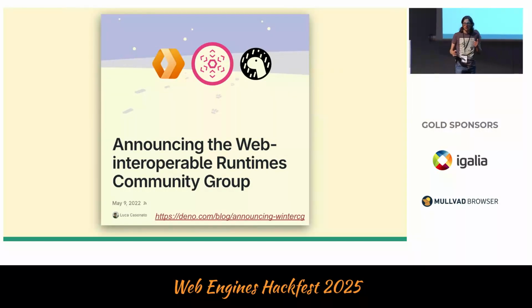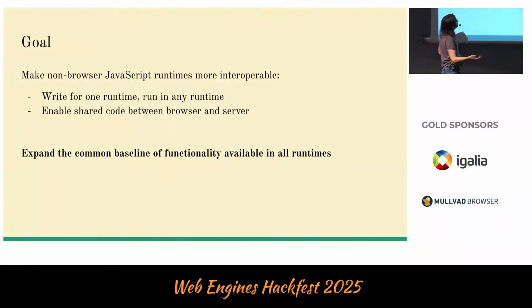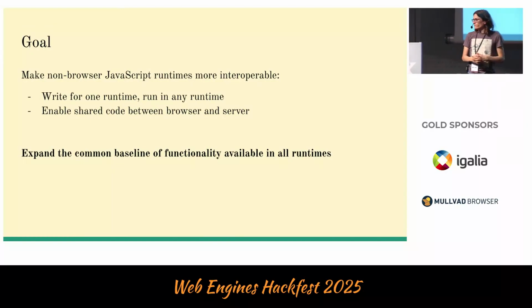to formalize and come to an agreement to have a subset of web APIs that should be part of every server-side runtime. And the goal in general is to make JavaScript runtimes other than browsers more interoperable, reduce lock-in, so that you could write for one runtime and run in any runtime, and enable as much shared code between browser and server as it makes sense. And the idea is to avoid lock-in and expand the common baseline functionality.